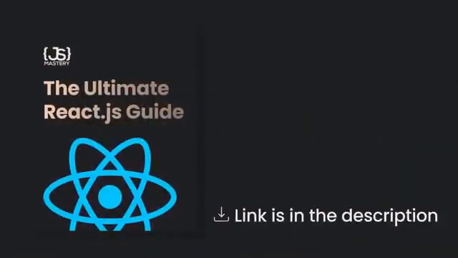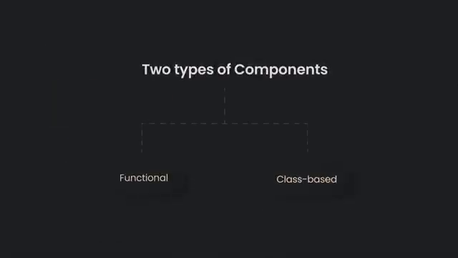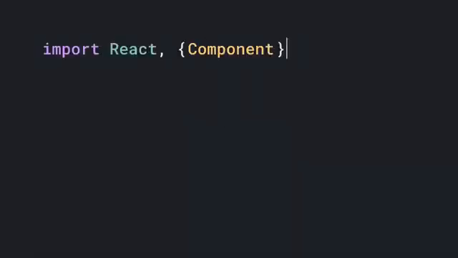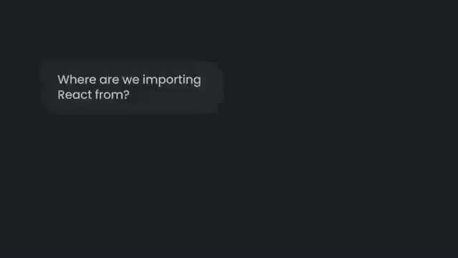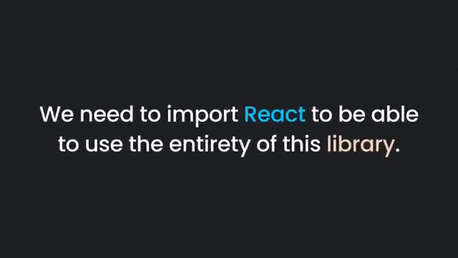And talking about components, in React, there are two types of components: functional components and class-based components. Let's see how a standard class component looks like. Firstly, we import React and the Component from React. If you're a complete beginner, you might wonder, where are we importing React from? Why do we even need to import it? We need to import React to be able to use the entirety of its library.